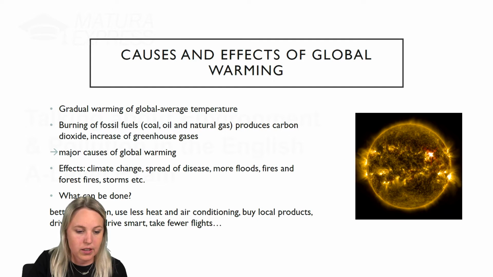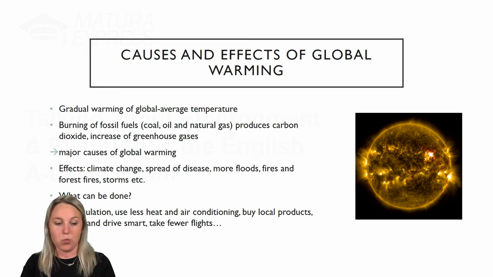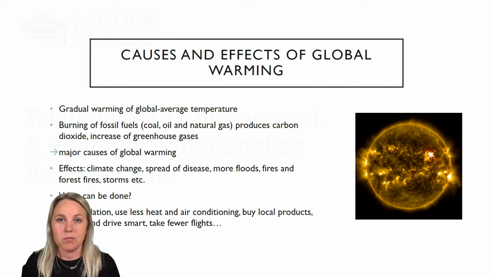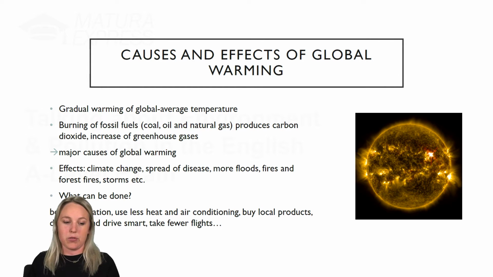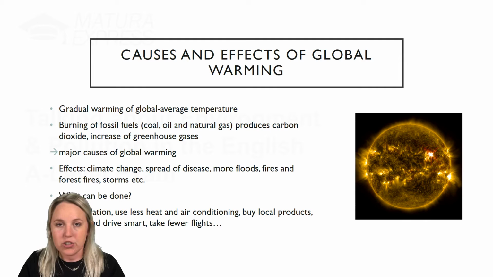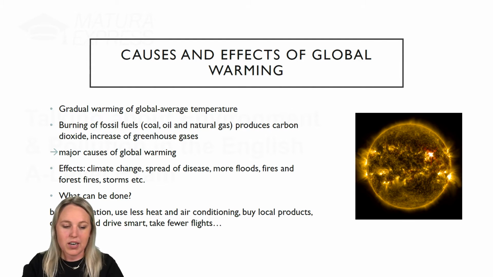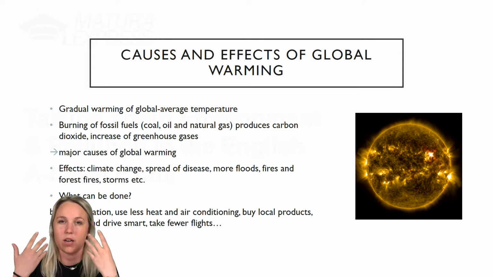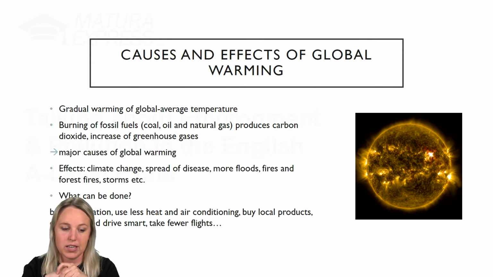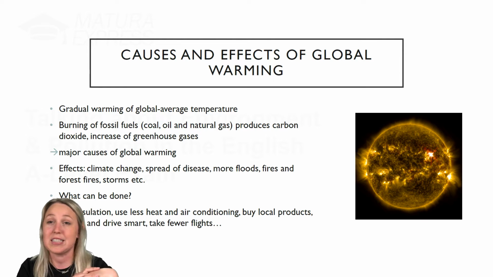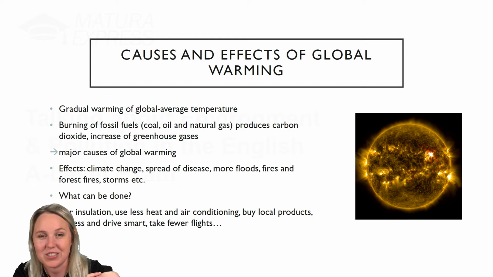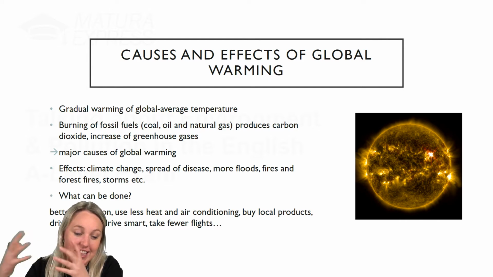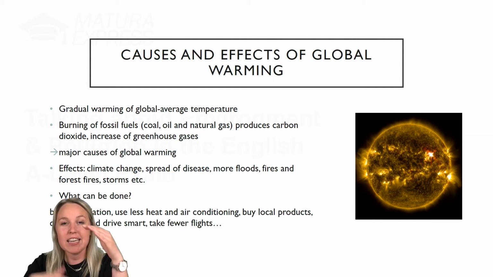Good. So now let's start with causes and effects of global warming. So what is global warming? It has something to do with warming, and it's the gradual warming of the global average temperature. So the temperature is rising. And why? By the burning of fossil fuels. I don't know if you know what fossil fuels are, fossile Brennstoffe: coal, oil, and natural gas. Carbon dioxide is produced, and this leads to an increase of greenhouse gases. Sorry, I'm not really an expert on this topic. And that's a major cause of global warming. So the heat is trapped.